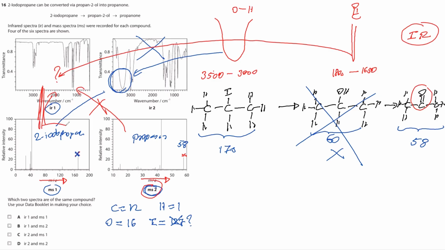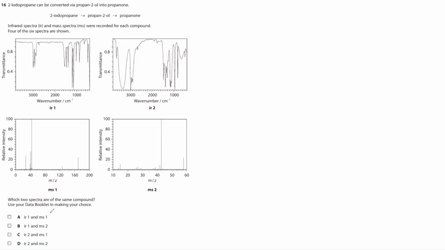That means iodopropane is the mass spectrum, and the IR spectrum of that one is also iodopropane. So therefore, I am going with my answer A. Why did I go with answer A? Obviously, from the molecular ion peak, I found that this is iodopropane, because none of these molecules will have a molar weight close to even 100. Here we get something around 170, very close to that. So I think this is iodopropane.